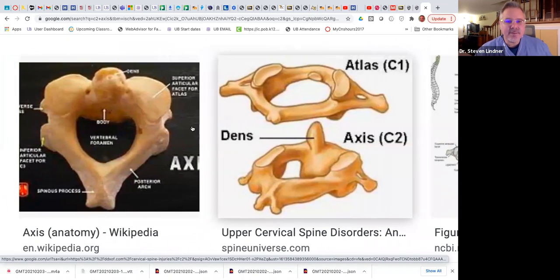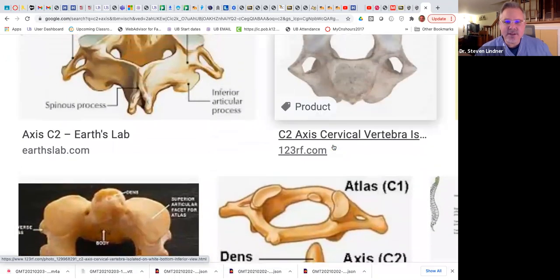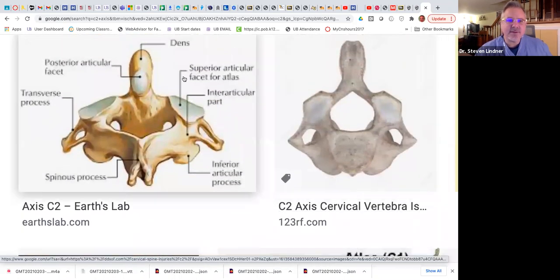Again, here's a bird's eye view. Let's take a look from this view. Here's the axis, here's the dens, superior articulating facet. Here's your bifid spinous process. Here's your transverse process, and then here are the transverse foramen.